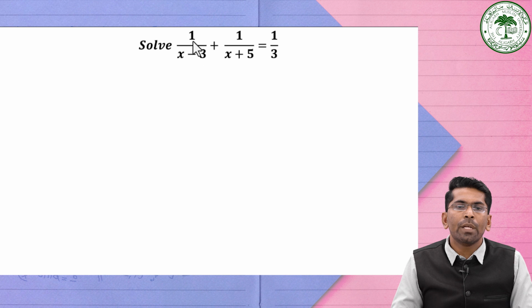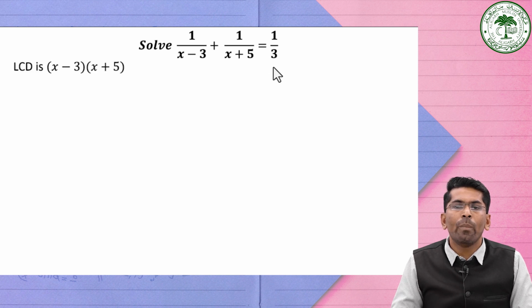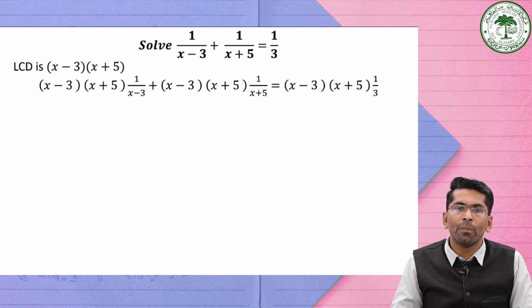We have an equation 1 by x minus 3 plus 1 by x plus 5, which is equal to 1 by 3. Here we want to find a common denominator. The least common denominator here is x minus 3 into x plus 5. So we are going to multiply both sides of the equation by the LCD, that is the least common denominator. So it will become x minus 3 into x plus 5 into 1 by x minus 3, plus again we are multiplying the second term, 1 by x plus 5. Again, on the right hand side of the equation, we are multiplying the same LCD.